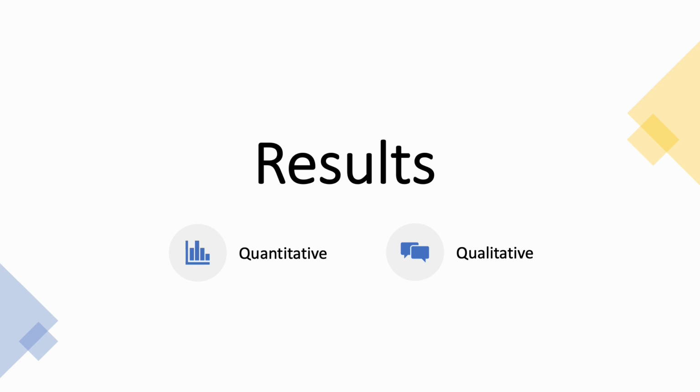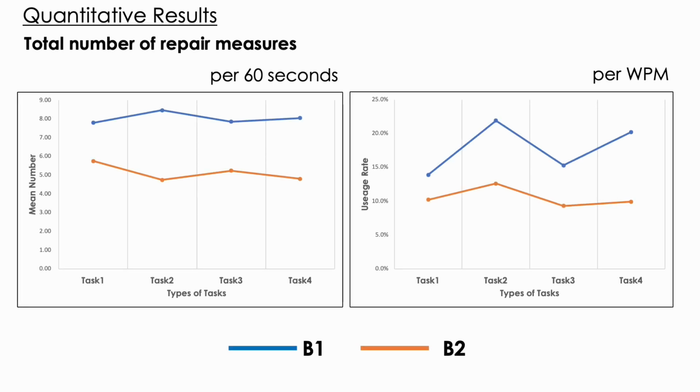Let's check the results. We are going to look at quantitative results first, followed by qualitative results. To begin with, these are the total numbers of repair measures. The B1 group is in blue, whereas the B2 group is in orange. The left shows the number of repairs per 60 seconds, whereas the right displays the usage rate of repairs per word per minute. The B2 group scored lower than the B1 group for all tasks for both numbers and rates. This suggests that the B2 group used fewer repair measures than the B1 group. Differences between tasks were also shown.